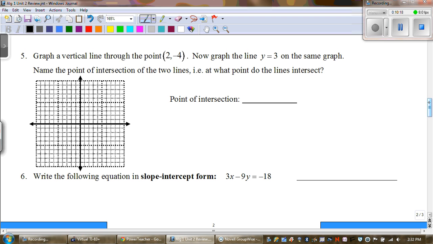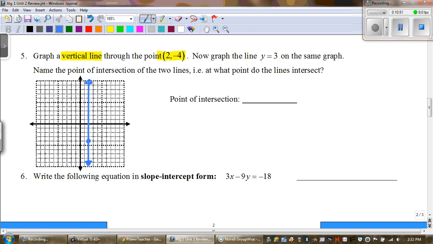Number 5 is one that we always see people having difficulty with in class and on tests. All right, so let's look at this step by step. It says to graph a vertical line through the point -2, 4. All right, so I'm going to go to -2, 4. There's my point, and it told me to draw a vertical line. So that's exactly what I'm doing.